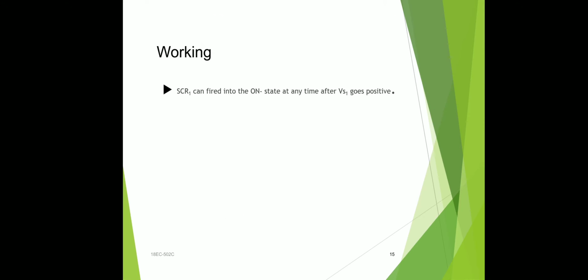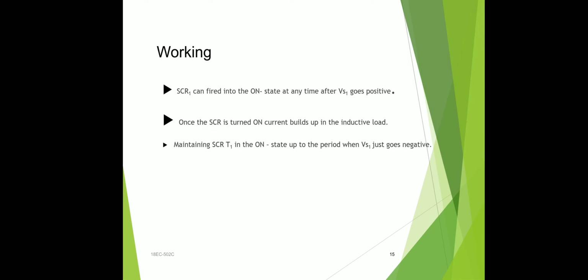Working: SCR1 can fire into the on state at any time after Vs1 goes positive. After applying the positive half cycle, the SCR comes into the on state after the delay angle. Once the SCR is turned on, current builds up in the inductive load. Whenever the SCR is in the on state there is a current in the inductor, which means it starts charging and storing energy.